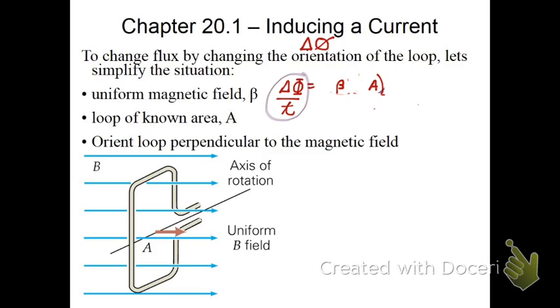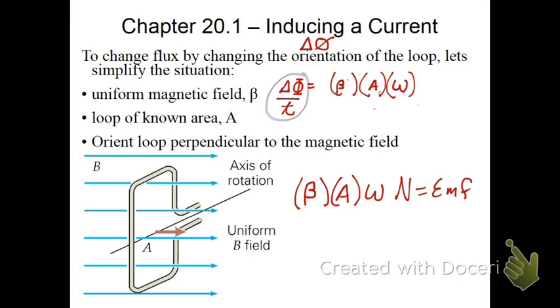And now for a situation where I just want to change the orientation of the loop in the field, I can just take the strength of the field, the area of the coil, multiply it by the rotational speed of the coil, and then the number of coils that I have, and that calculates the voltage that I am inducing with Faraday's law.